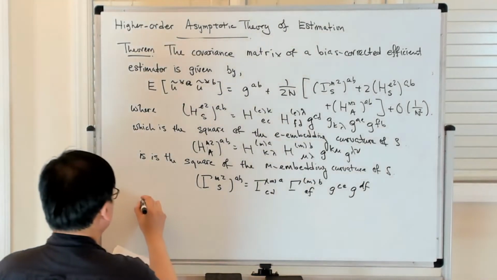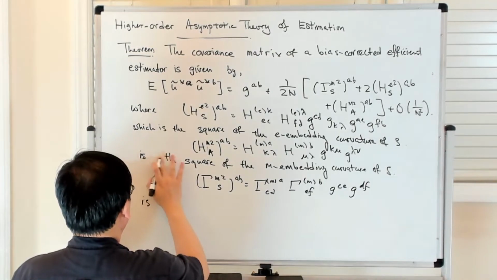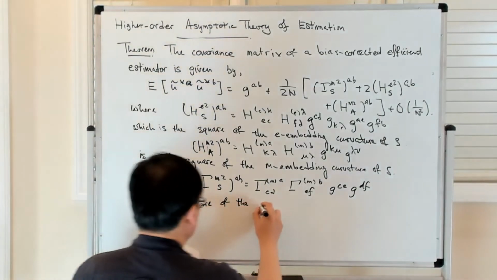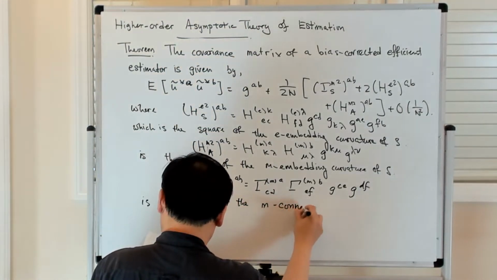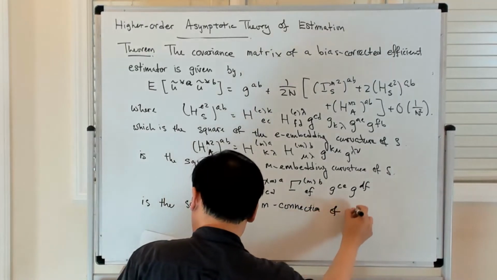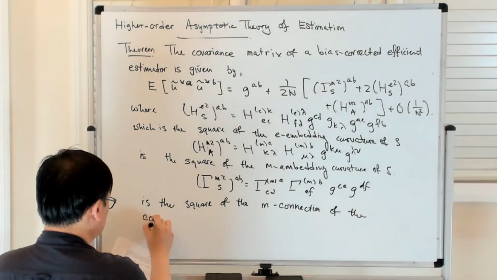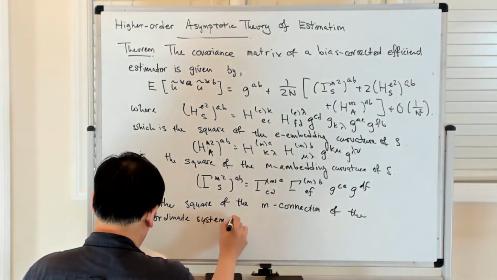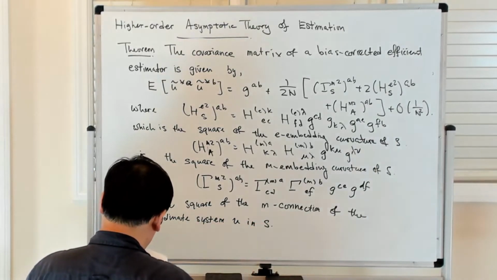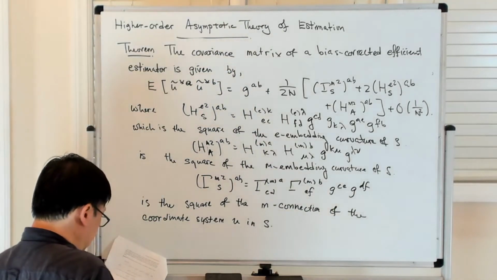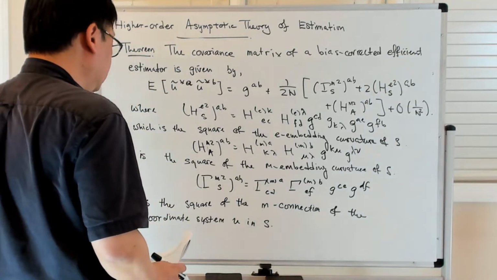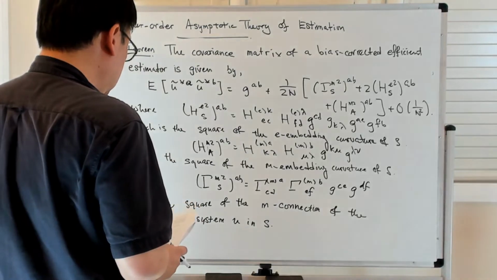Right, is the square of the M connection of the coordinate system U in S. All right, so all right.